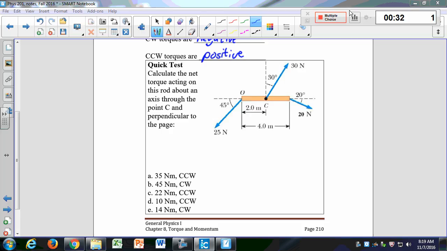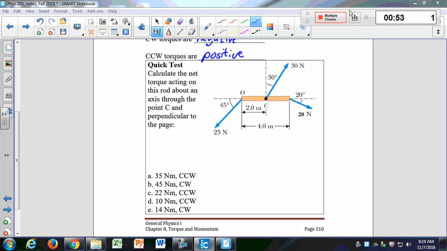Because it's at the axis of rotation, right? It would be like me trying to open this door by pushing right here. I'm never going to open this door. I can never cause a torque applying the force to the axis of rotation. Right, you would just ignore that force because it provides no torque.